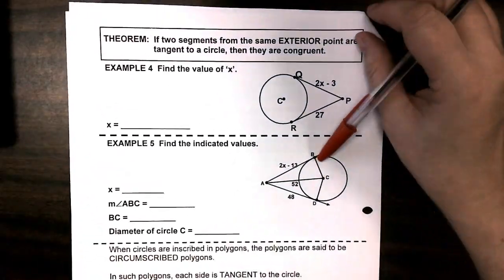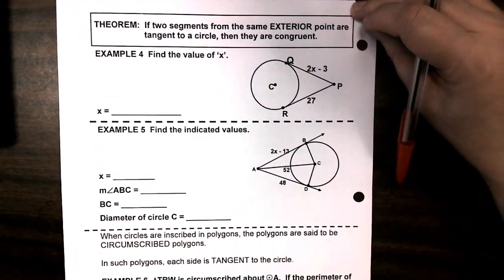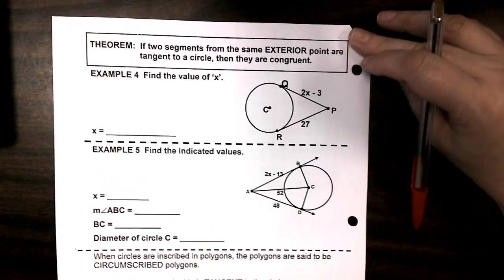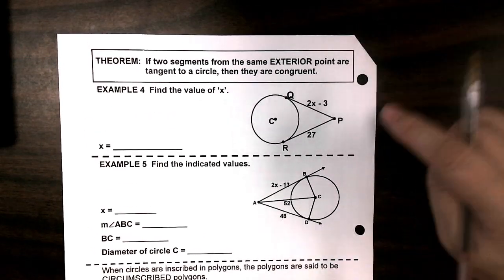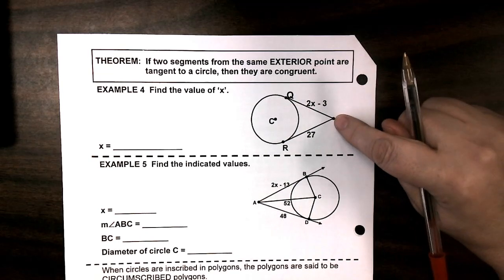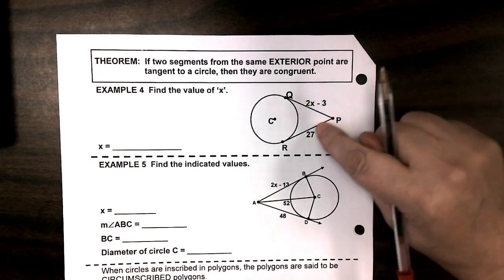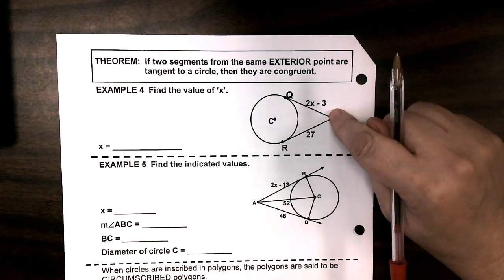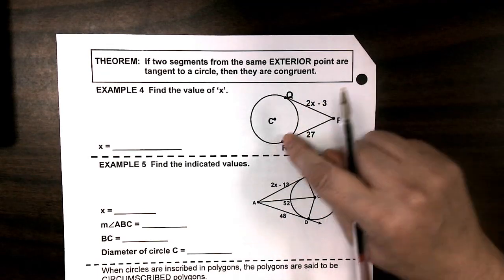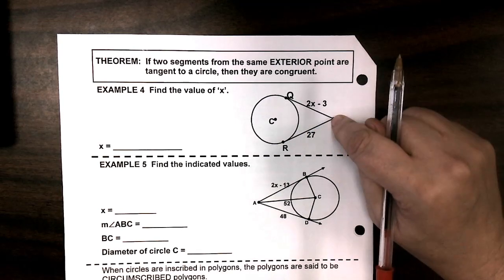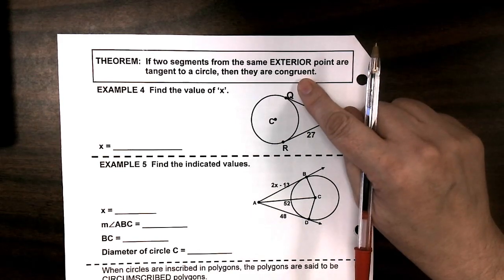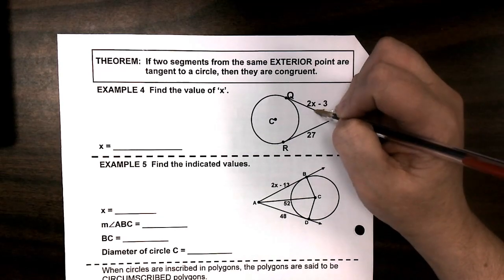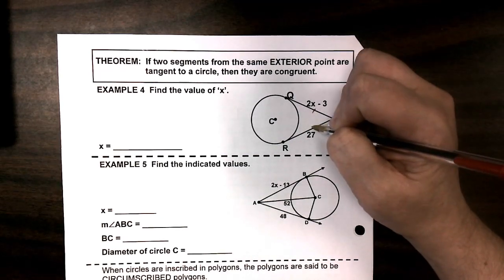All right, the second theorem today states that if two segments from the same exterior point are tangent. So here in our example, here is the point, here are the segments that are drawn, and they are both tangent to the circle because they touch that circle in one spot. So when they are tangents from the same point, then those segments are congruent. And what does congruent mean? Equal. They are equal. So this side is equal to this side.